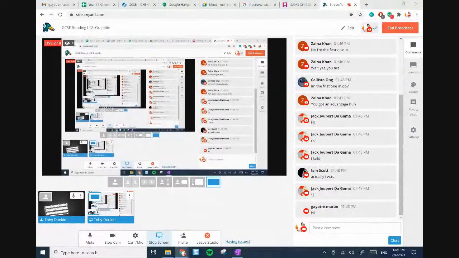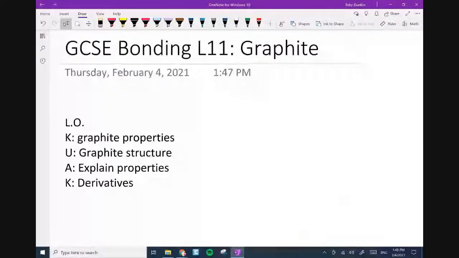We're in. Right, graphite. Okay, number one, know the properties. Number two, understand graphite structure. Number three, be able to explain properties of graphite from its structure. And number four, know its derivatives.